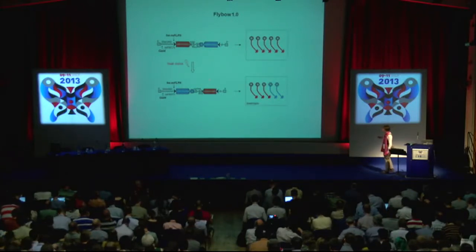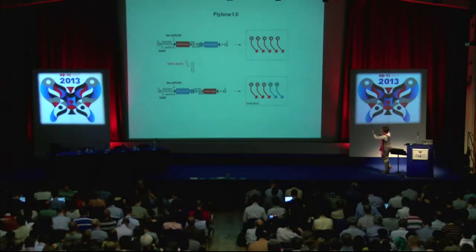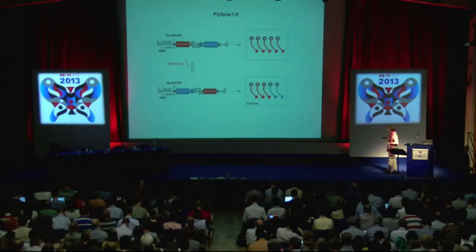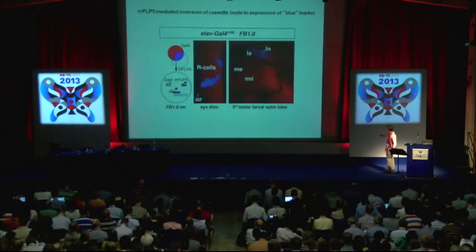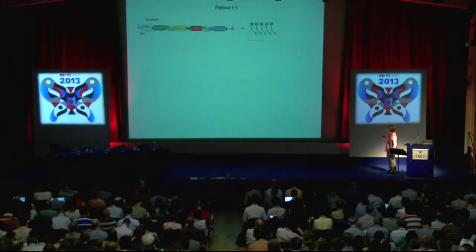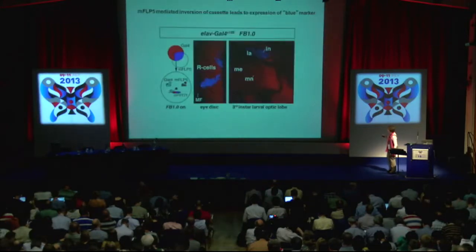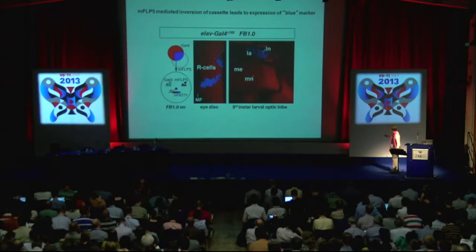Now if we express flip recombinase, which we induce by heat shock, the default is that what is closest to the UAS site will be expressed, so we get lots of red cells. If we activate flip recombinase, we get an inversion and we will get blue cells. And that is how it looks in real life. Here in the third larval stage we have red eyes and blue patches, and we also have blue neurons in the optic lobe.